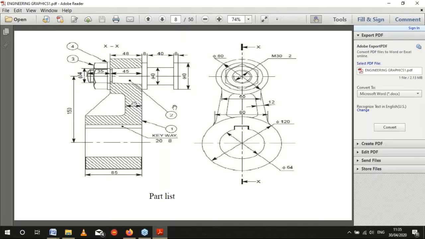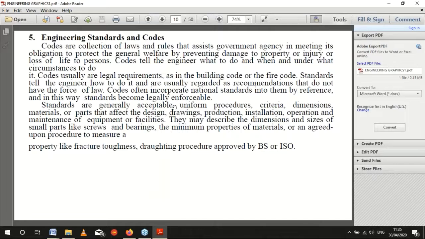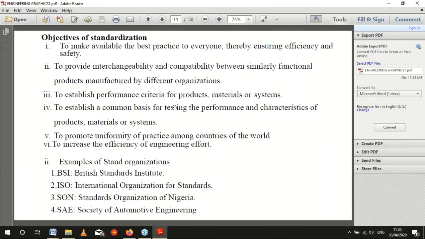Three, to establish performance criteria for products, materials, or systems. Four, to establish a common basis for testing the performance and characteristics of products, materials, or systems. Five, to promote uniformity of practice among countries of the world. Six, to increase the efficiency of engineering effort.